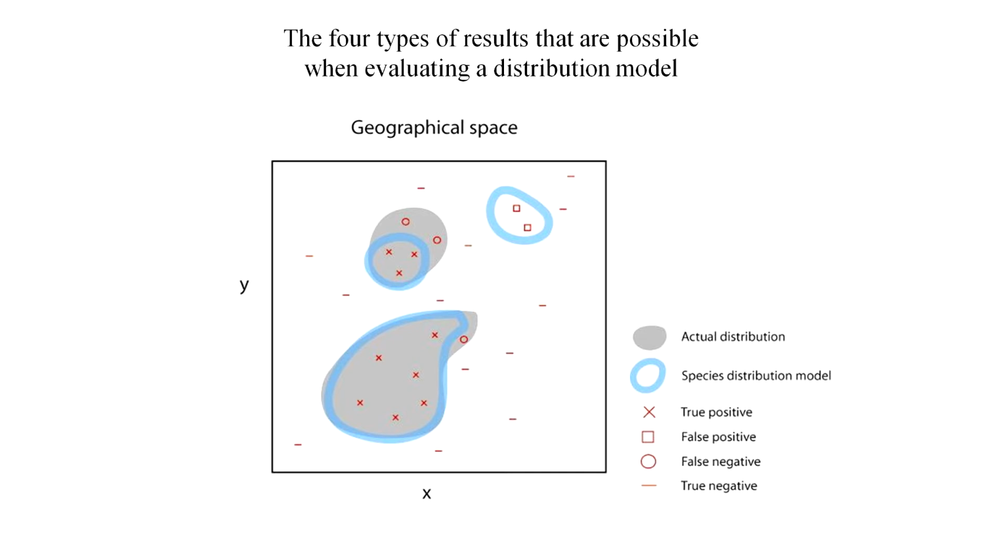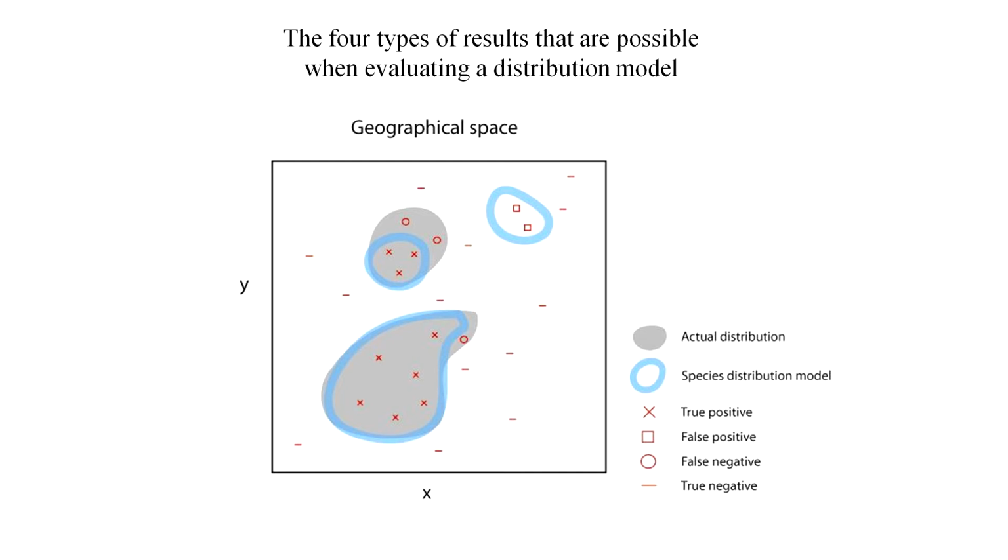Another type would be a false positive prediction, the little squares. So we predicted that the species should be there, we went there, and we found that it wasn't there. It's a false positive prediction. The little circles, false negative predictions. We predicted that the species wouldn't be there because it's outside our distribution model. We went and we found that it was. It was actually part of the actual distribution. So that would be a false negative prediction. Not a good prediction, right?